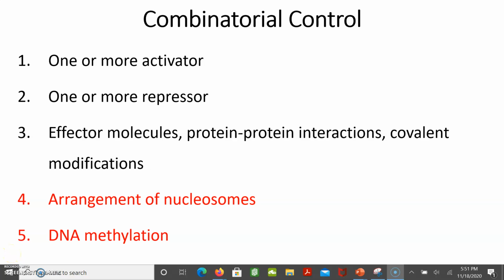Sometimes there's a combination of these five, so from 1 to 5 of them, that work in concert to control transcription. We talked about activators and repressors and how they can work. Now we're going to talk about how the nucleosomes can be changed to influence transcription.